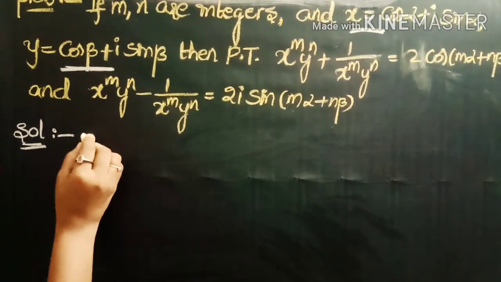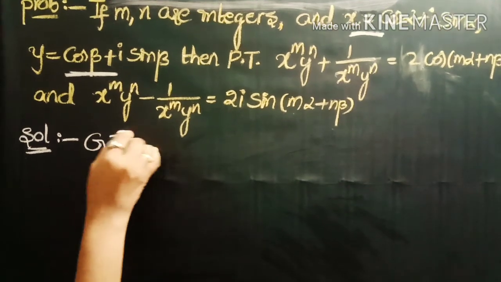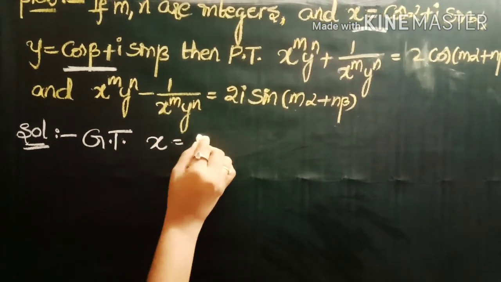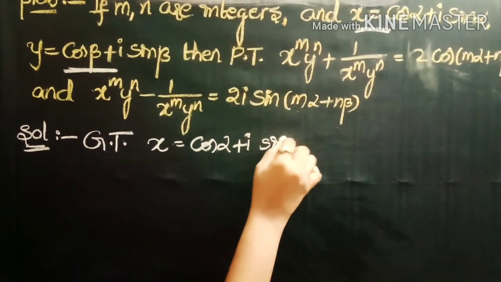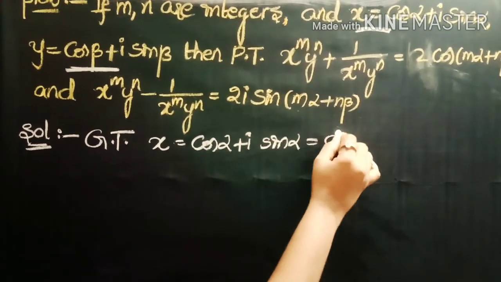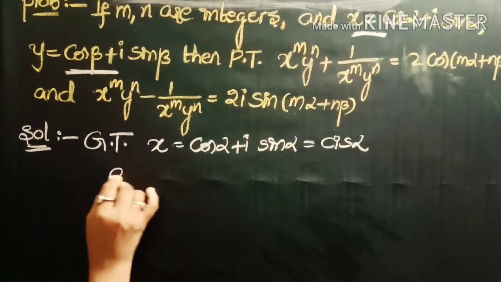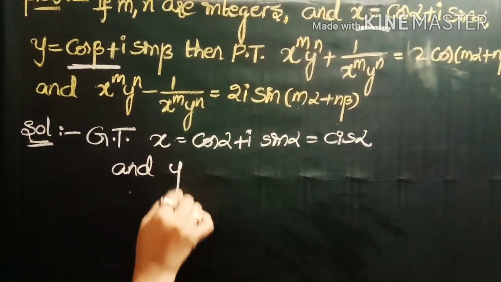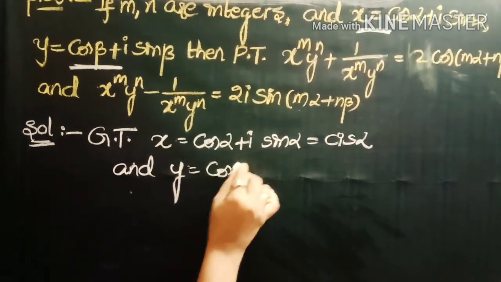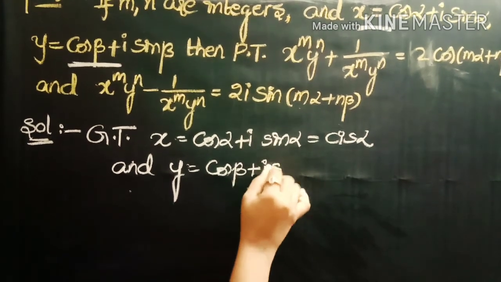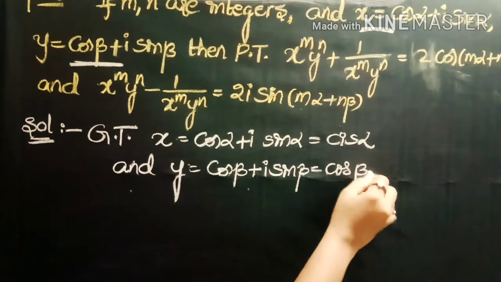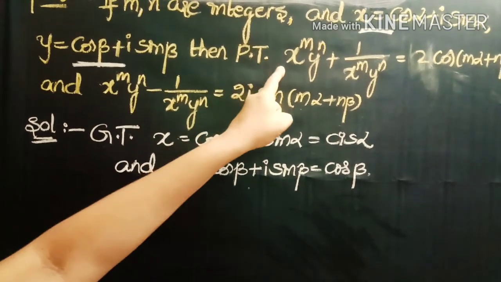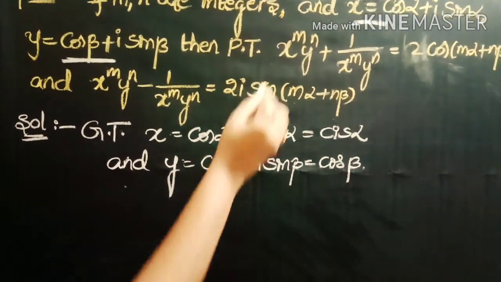So first we are writing the given values. Given that x is equal to cos α + i sin α, which is nothing but cis α, and y is equal to cos β + i sin β, which is nothing but cis β. Now we want the values of x^m y^n. First we are finding this value.